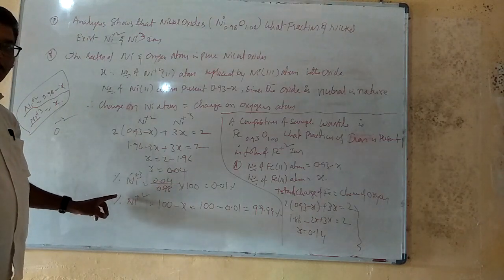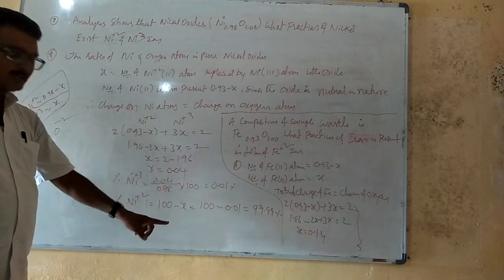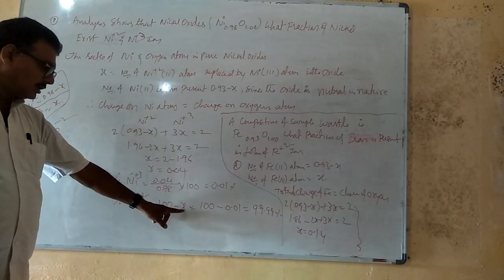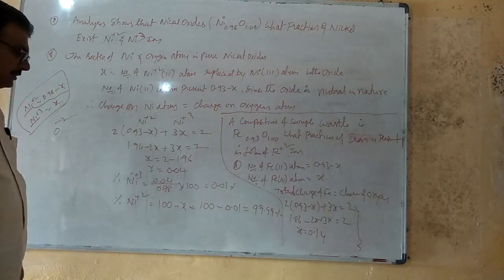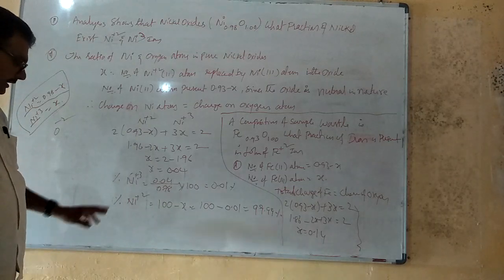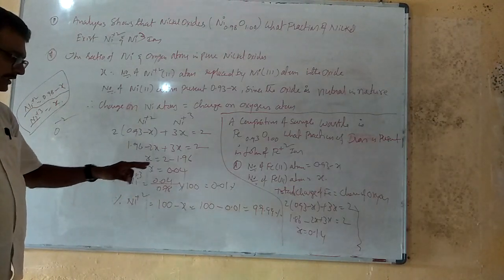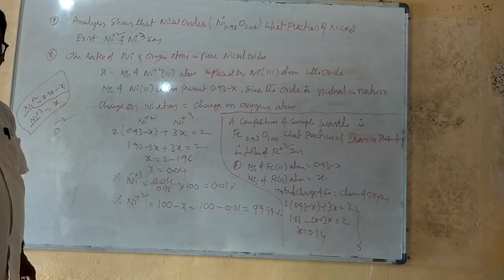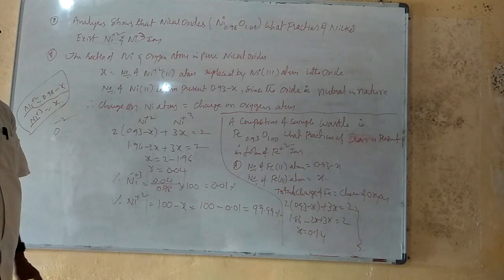Therefore, the percentage of Ni2+ is 100 minus the percentage of Ni3+. So Ni2+ is the remaining percentage, whereas Ni3+ is the calculated percentage. This is the non-stoichiometric calculation concept.